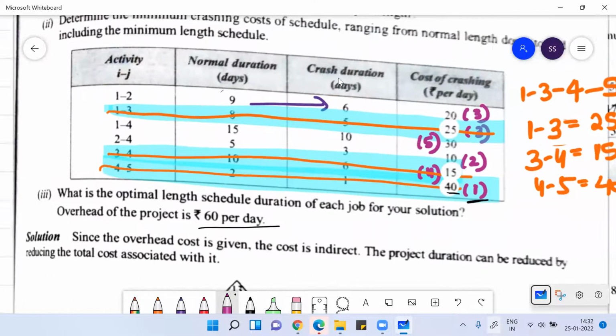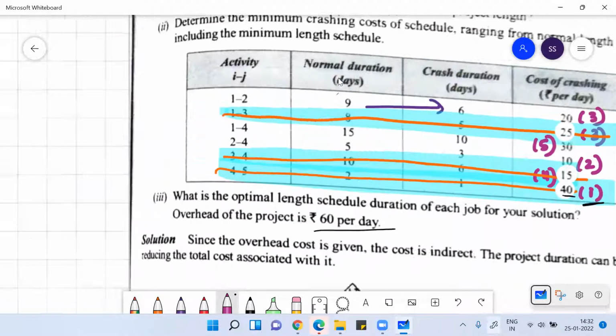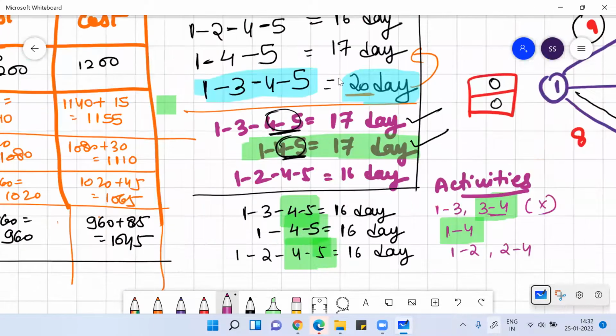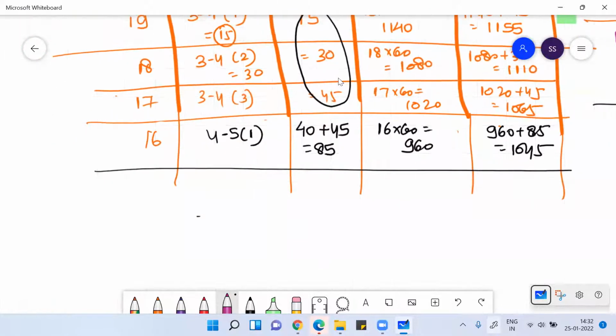1 to 2 is 20, and 2 to 4 is 10. So I'll do 2 to 4, because 2 to 4 is 10. You're getting it, right? So the cost of crashing 2 to 4 is 10. Now there are no common activities left.